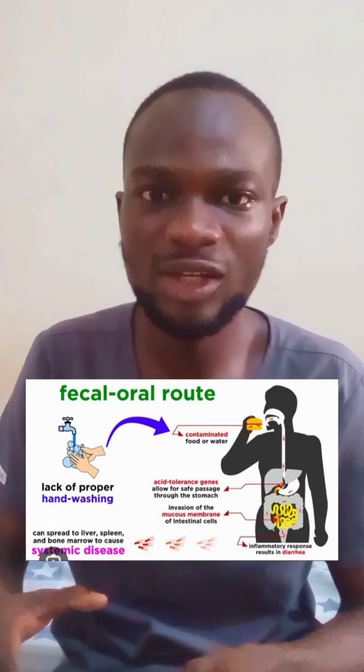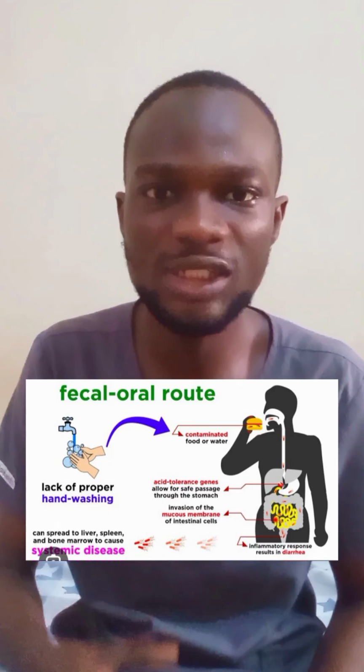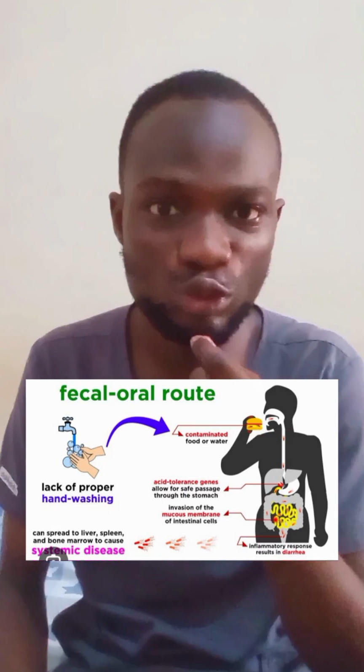Typhoid fever is an infection which is caused by a bacteria known as Salmonella typhi. The only way this Salmonella typhi can get into your body is by consuming food or water which is contaminated by an infected person's feces. So typhoid can be transmitted through the fecal-oral route. This means from someone's feces to your mouth.